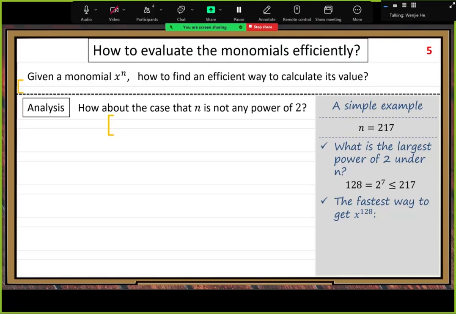we want to prepare our computation. How to prepare it? The fastest way to get x to the 128. Let's calculate this monomial first. The power of 2. We can use repeated squaring. And we want to take the fastest way to find it. Keep doing squaring operations.